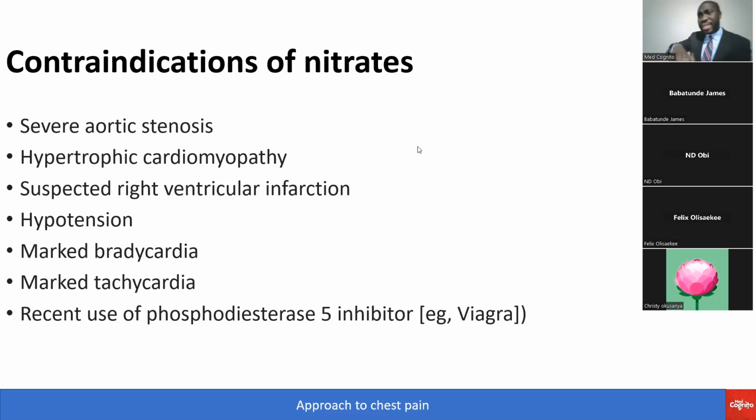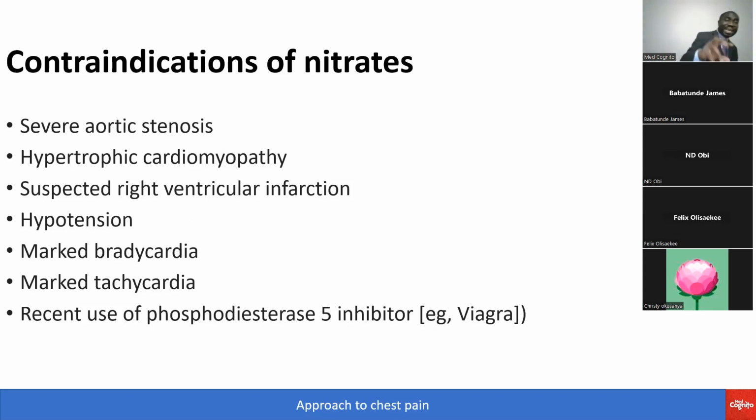So the contraindications for nitrates, because remember you're preparing for a board exam, right? There are some things you need to know, like knowledge you need to have. Number 1, severe aortic stenosis, not just regular run-of-the-mill aortic stenosis, severe aortic stenosis. Number 2, hypertrophic cardiomyopathy. Number 3, suspected right ventricular infarction. Number 4, a patient with hypotension, a patient with marked bradycardia, a patient with marked tachycardia as well, and a patient who has recently used a phosphodiesterase 5 inhibitor like Viagra for erectile dysfunction issues.